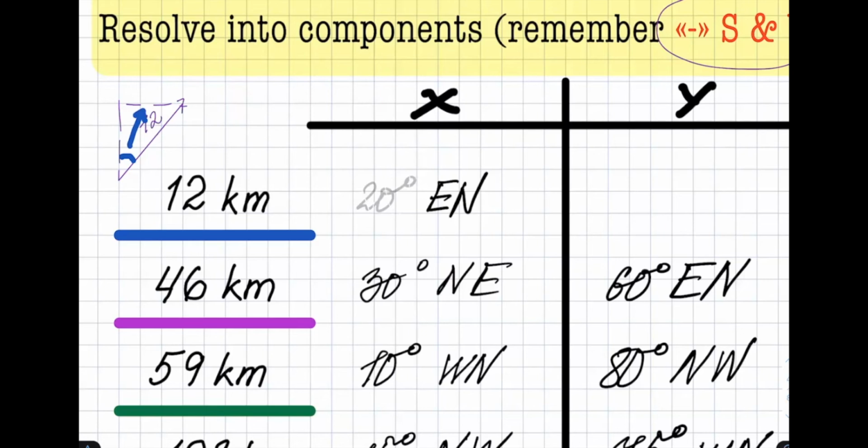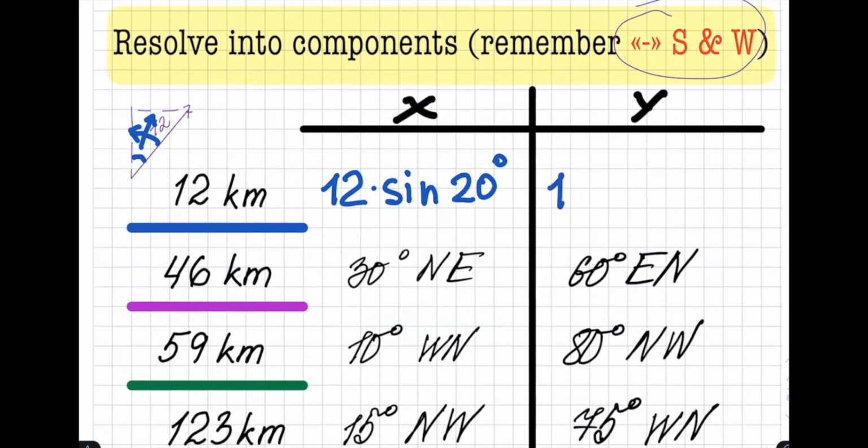So I would use 12 times sine of the angle, which is, in our case, 20 degrees. And then the one that is close to it, which is the vertical side, I will use cosine to find it, and it will be 12 times cosine of 20 degrees. So that's how you find the component of a vector that you know.